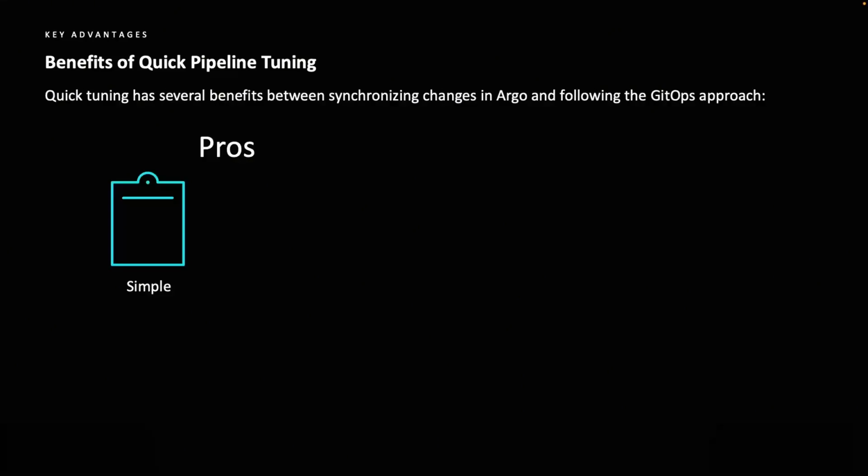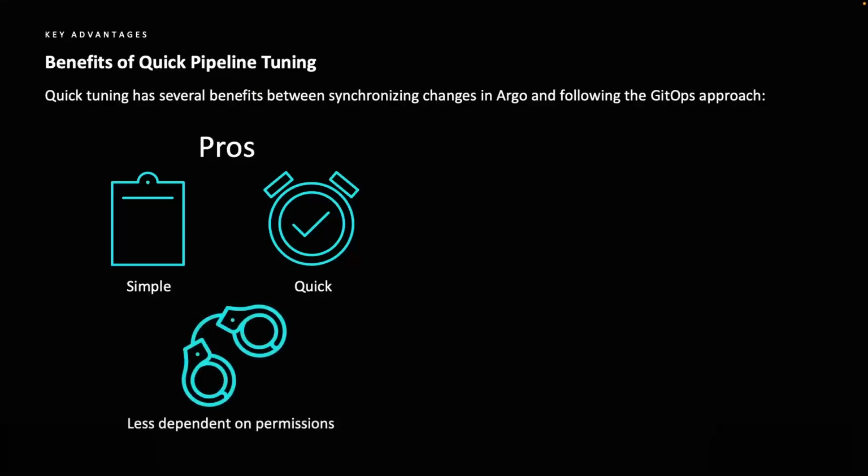follow the GitOps approach. It allows us to save some time on testing by minimizing the amount of steps related to working with Argo CD applications and pull requests, such as creation, review, and merge. So not only is this method quicker, but also simpler. Besides, it doesn't require us to have wide permissions in the cluster.